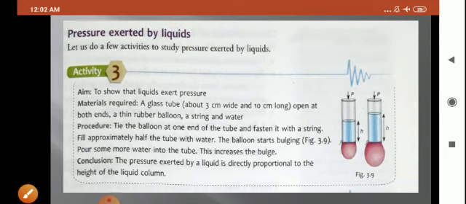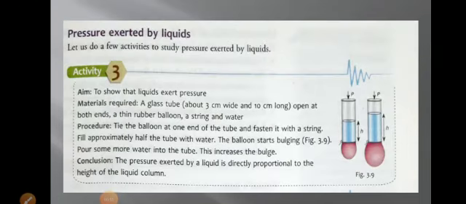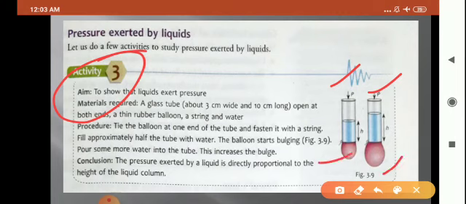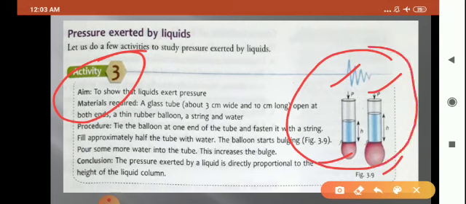Now children, here you can see that Activity 3 is given. In this activity, what we have done is we have taken two glass tubes and the bottom of the glass tubes are connected with thin rubber balloons. Now seeing this picture, can you draw some conclusion? Just look at both the pictures carefully. Can you get some conclusion? Yes children, see how.